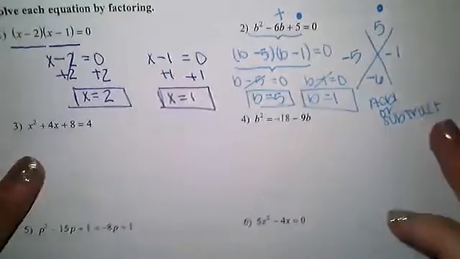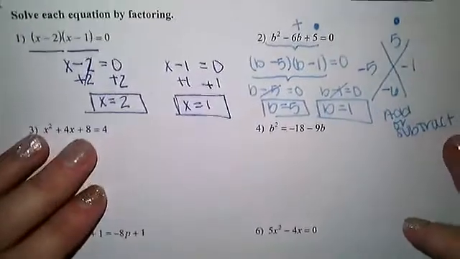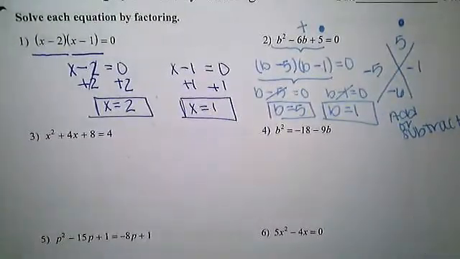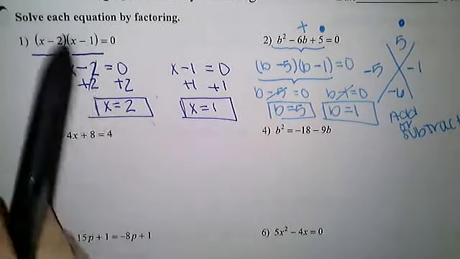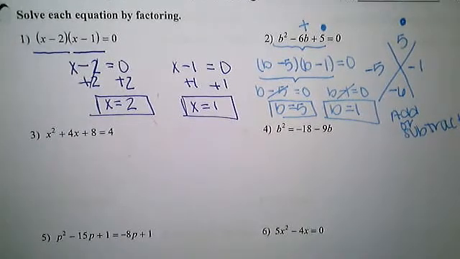Now, when we look ahead to number 3, what's different about number 3 versus number 1 and 2? Well, it's not factored for 1. And then also it's not set equal to 0. So these problems will only work if it's set equal to 0.